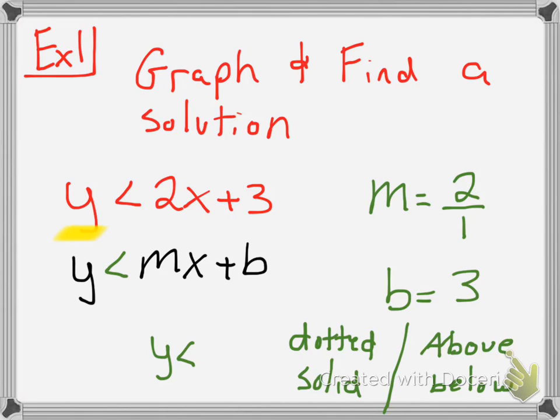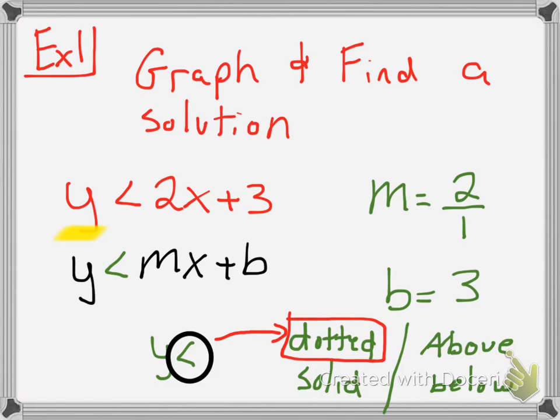Now, to determine whether it is dotted or solid, we look at the symbol itself. I'll put a circle around it right here, that guy right there. Does it have a line underneath of it? If you answer no, you're correct. That means that this line is going to be dotted.